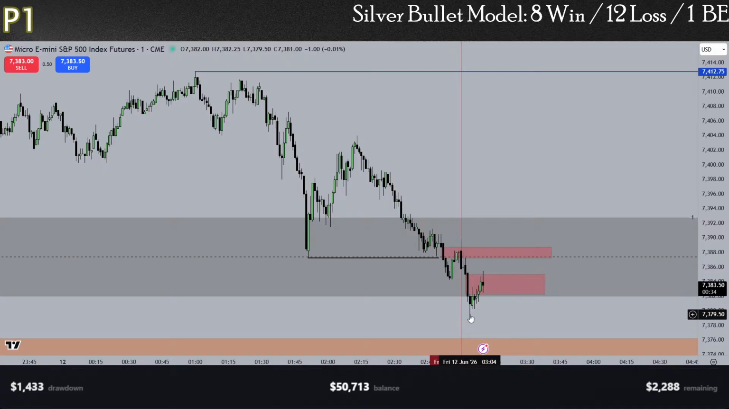Let's see. So far we trade outside of it, back into the SIB here, and as long as we are not touching the consecutive encroachment with it, that might be a little bit suspect for continuation lower. Let's see.